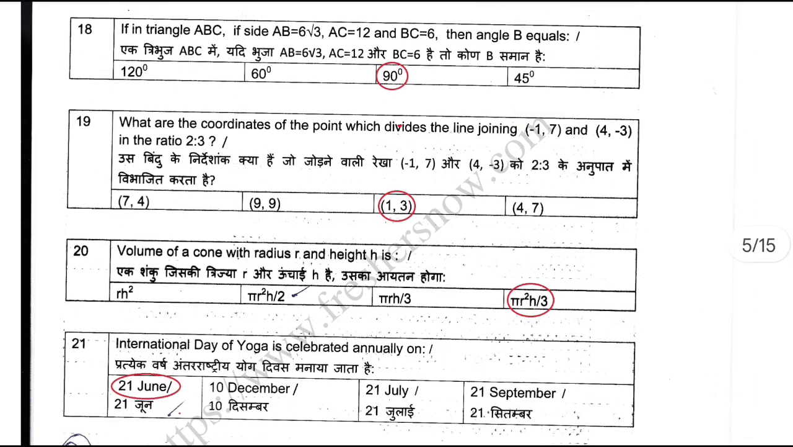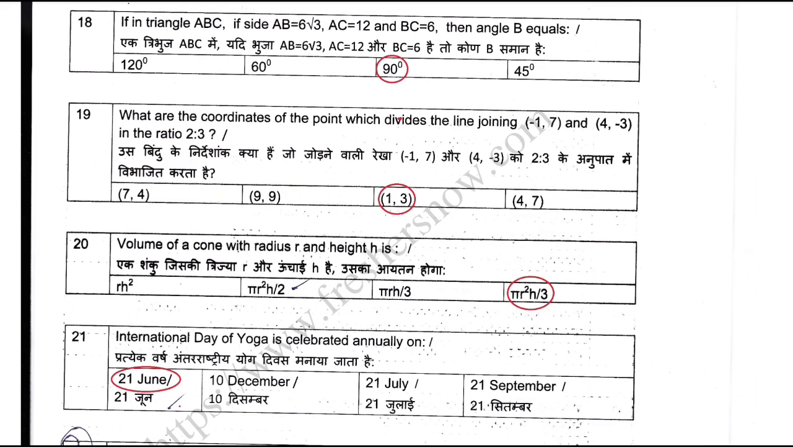What are the coordinates of the point which divides the line joining (minus 1, 7) and (4, minus 3) in the ratio 2:3? Answer: 1, 3.